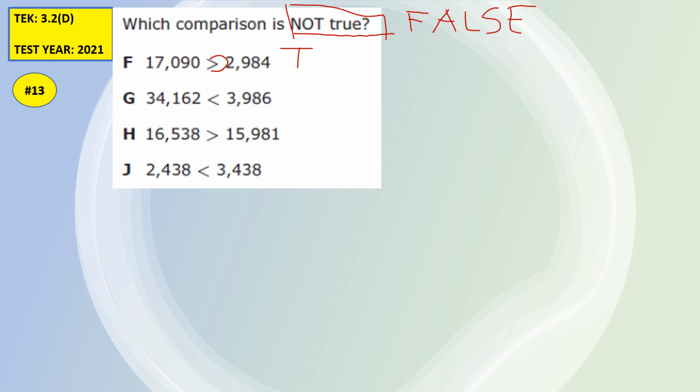Let's look at G. 34,162 is less than 3,986. Well, that's false. 34,162 is definitely greater than 3,986. That's false. Let's look at H. 16,538 is greater than 15,981. Well, that's true. And J says 2,438 is less than 3,438. Well, that's also true.